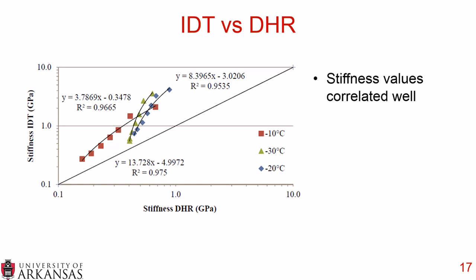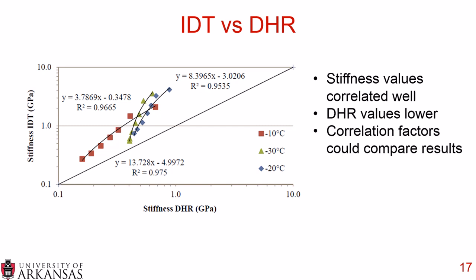Now taking a look at the IDT versus the DHR, we simply put all the samples together here. You can see that the stiffness values correlated pretty well. You see those R² values up above 0.95. However, all of the DHR values were lower, and we anticipated that based on the data, but we felt that we could generate correlation factors which could compare the results more directly. And we'll see that here in a minute.